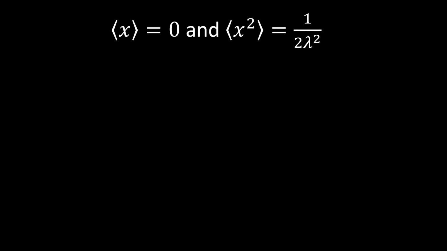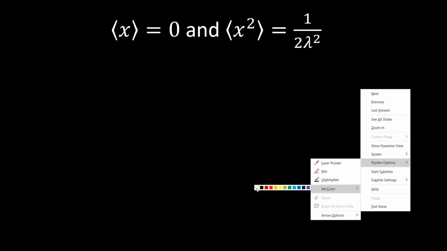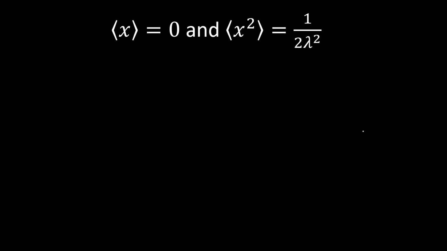We found in part B that the expectation value of x was 0, and that the expectation value of x squared is 1 on 2 lambda squared. Now, we want to calculate sigma so that we can put this over our wave function on the plot and see where we'll most likely find the state of our particle.